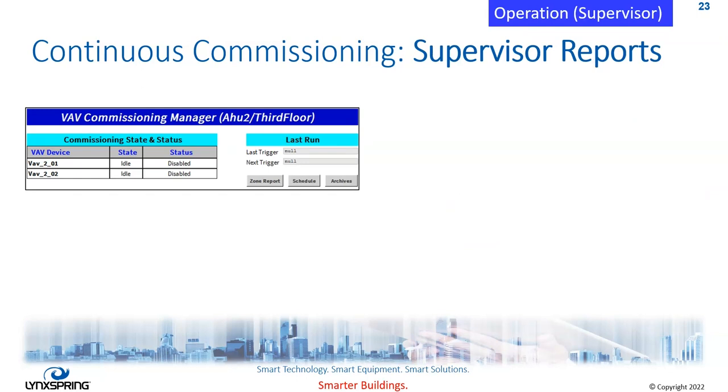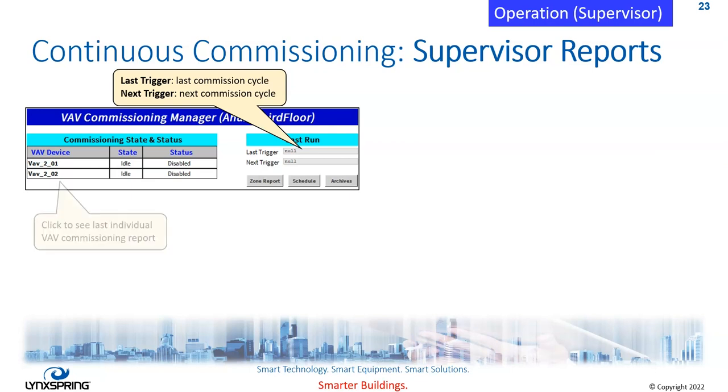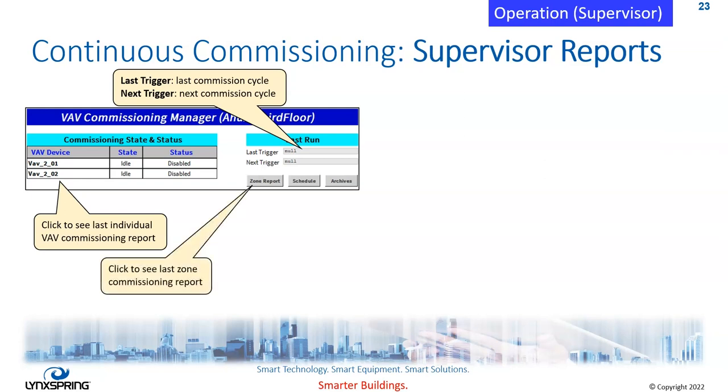Now, the VAV Commissioning Manager highlights. Let's talk about access to the individual commissioning reports, which are hyperlinks attached to the VAV device under the name table. Then we have access to the full zone commissioning report using the zone report button under the configuration table. And then the last and next trigger shows the last date and time that it's going to run.